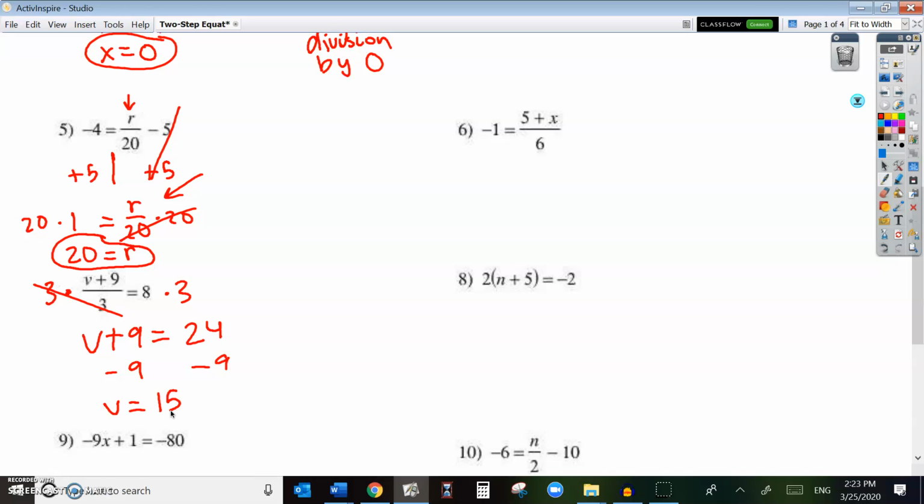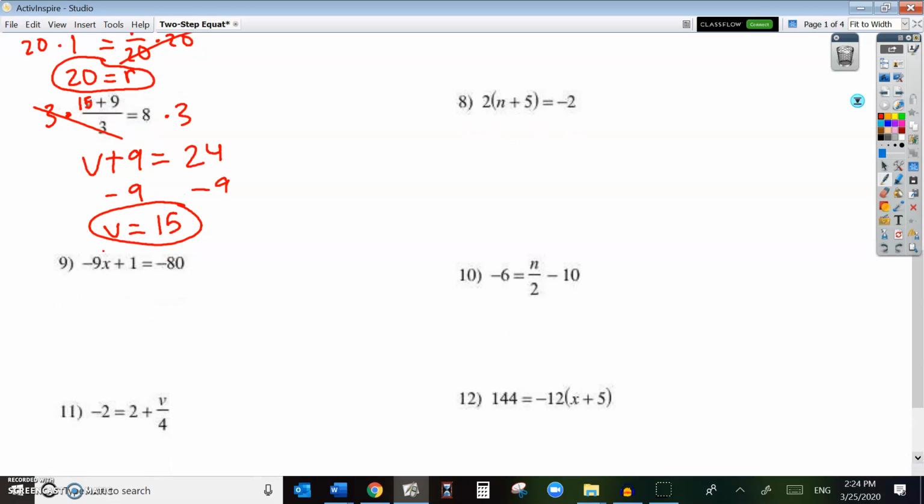Now substitute v into the original equation and see if it works. 15 plus 9 is 24. 24 divided by 3 is 8. Yeah, it works great.